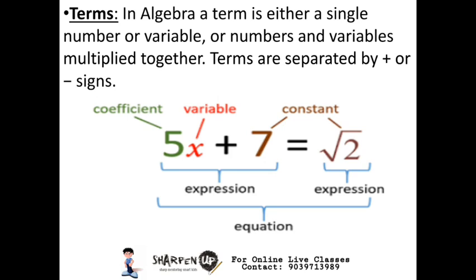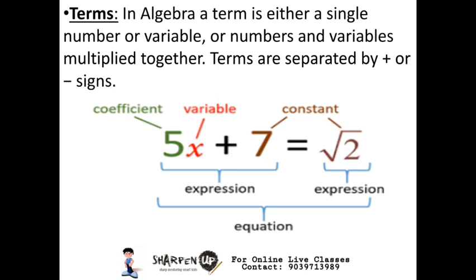Here we have an equation where in LHS there is an expression, and in RHS there is another expression. But we know the difference between these two expressions: in LHS this is an algebraic expression, and in RHS this is a simple arithmetic expression. So in LHS we have 5 as a constant, x as a variable, and 7 as a constant, and in RHS we have under root 2 as a constant. So when I use a sign of equality, it forms an equation. So what are the terms here?